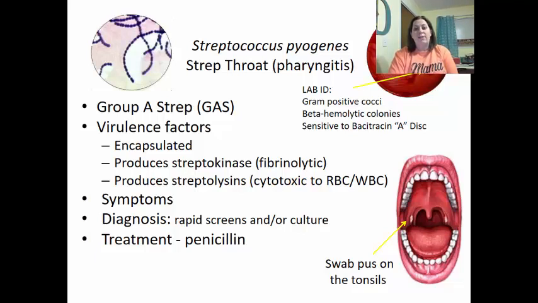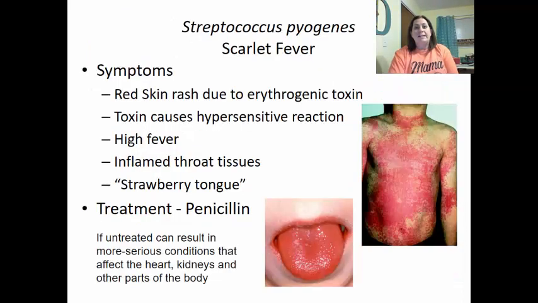However, if we culture it, the culture is going to take about 24 hours. The treatment for Streptococcus pyogenes is going to be penicillin. Continuing on here, Streptococcus pyogenes can also cause scarlet fever. The symptoms of scarlet fever are red skin rash, and this is due to erythrogenic toxins that are produced.